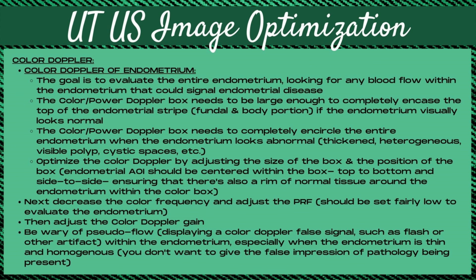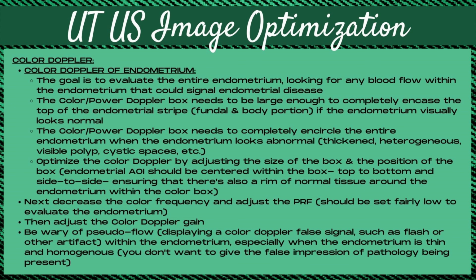The role of color Doppler when evaluating the endometrium is to look for any blood flow within the endometrium that could signal endometrial disease. And you want to evaluate the entire endometrium and have the endometrial stripe elongated from the fundus all the way to the cervix. So the color or power Doppler box needs to be large enough to completely encase the top of the endometrial stripe, the fundal and body portion, if the endometrium visually looks normal.